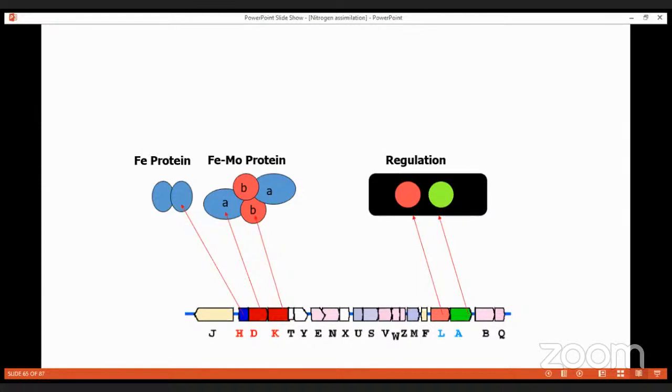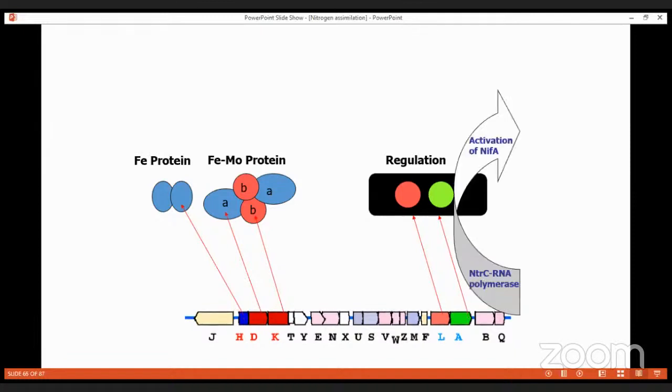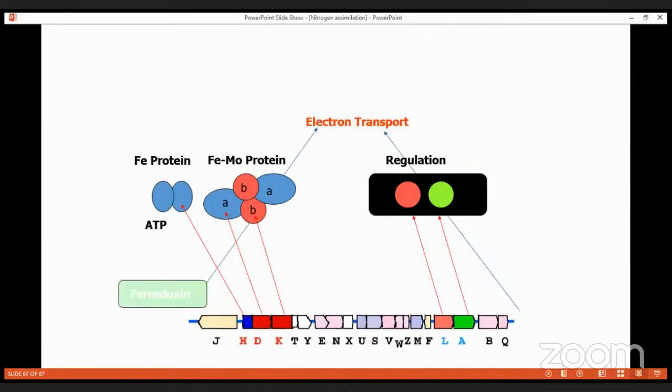H is translating into the first subunit, that is the Fe protein subunit. Then D and K is translating into the FeMo protein. Then A and L are responsible for the regulation. This is the pathway. Then there is one RNA polymerase which is activating the NIF-A gene. These are all NIF genes, no? They regulate the nitrogen fixation pathway.